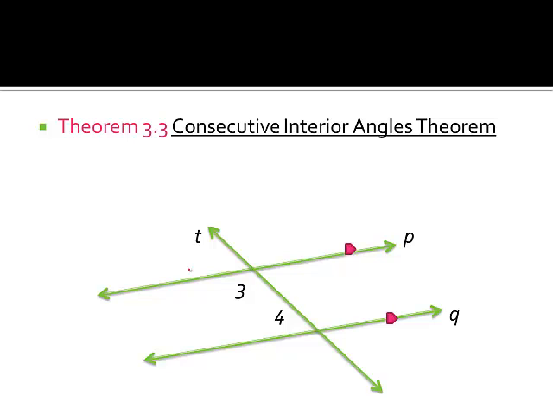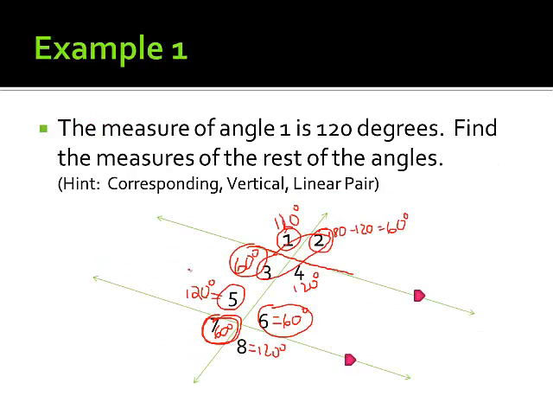Consecutive interior angles. Well, before I tell you what consecutive interior angles is, let's go and look at this wonderful figure back here that is jumbled with stuff. The interior angles, basically what you're looking at, it has to be in between the two parallel lines, and they have to be consecutive, right next to each other. So they're consecutive interior angles.